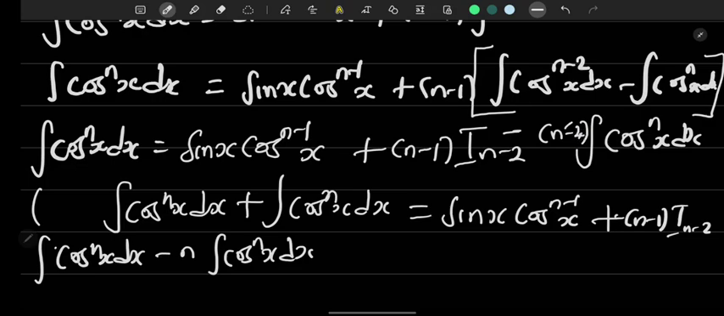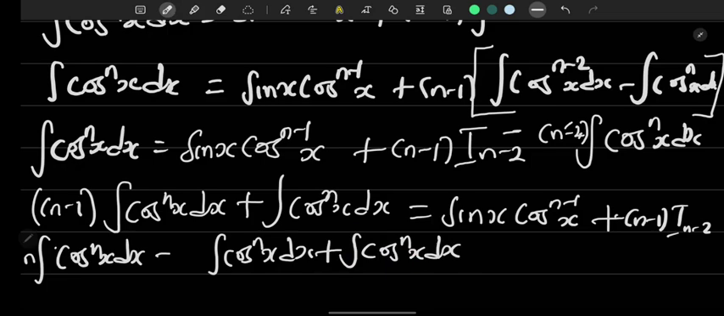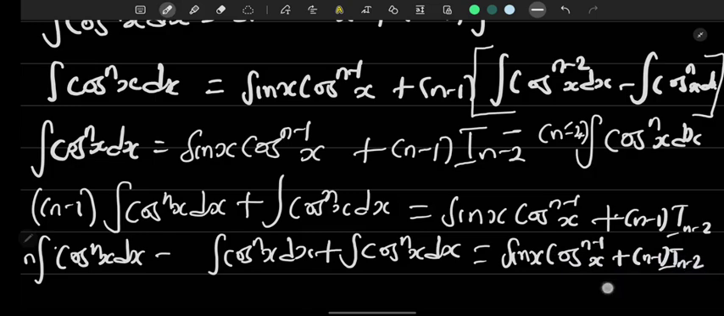Sorry about the mistakes. So this is n, this is minus 1, then plus the integral of cos^n x dx. I'm sure you get it now. If you didn't understand, you can check back the video, move it back, then watch again. So I'm sure you're going to understand that. So this is sine x cos^(n-1) x plus n minus 1 I_(n-2).